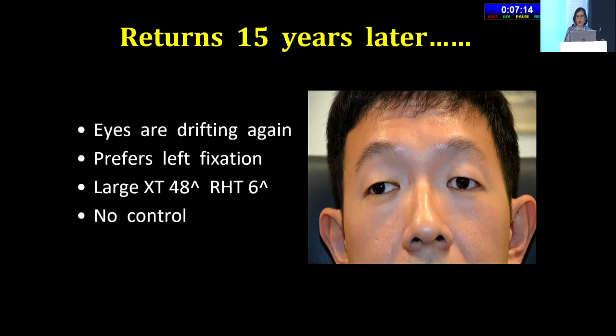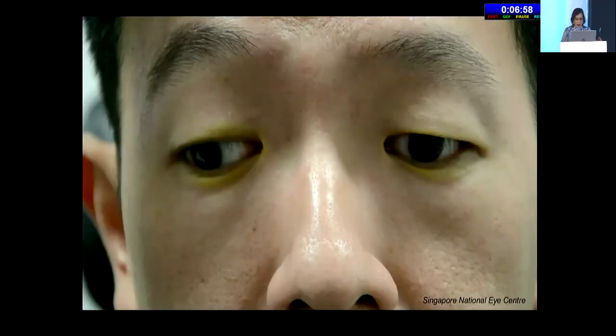He tends to prefer left fixation, which was the original left fixation again. And he again has a large angle exotropia, which was just the same 15 years ago, which is a little bit atypical, but it can sometimes happen, and there's absolutely no control of his squint. So what's happening here? Let's take a look at his video, because this is what we do in the clinics.